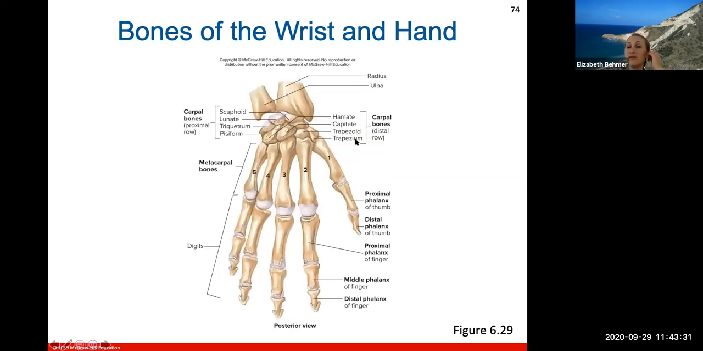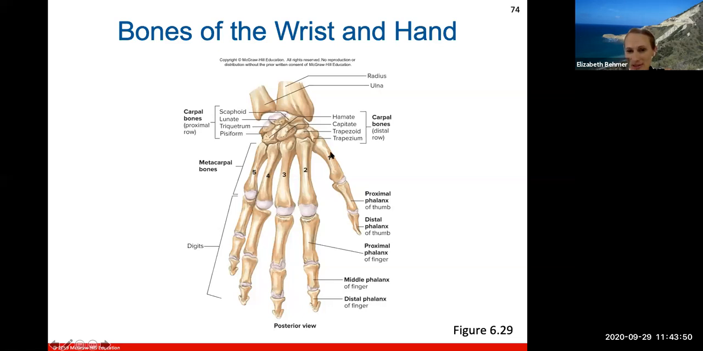Here are the bones of the wrist and the hand. Your carpal bones, you have 8 of them, in 2 rows. These are the bones of your wrist. We'll figure out in lab if you need to know all of them in order. You probably will need to know all these bones in the wrist.